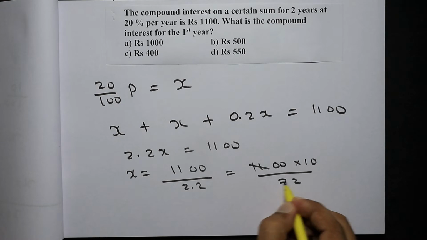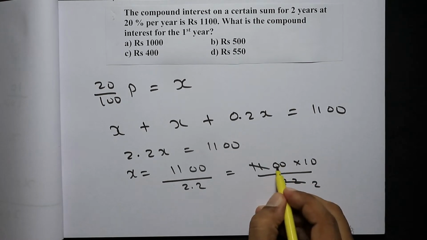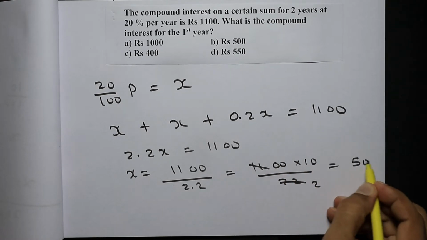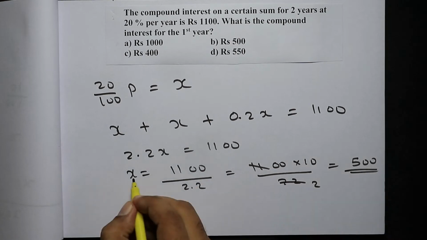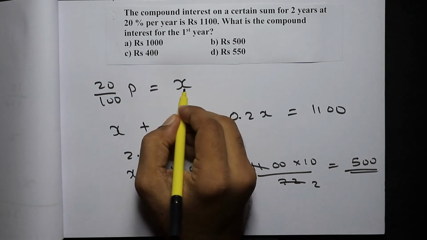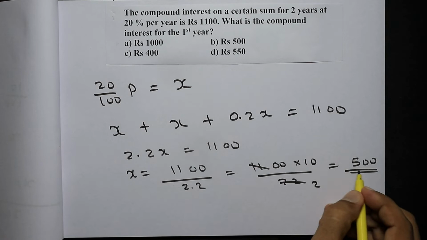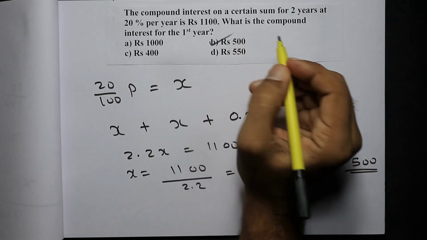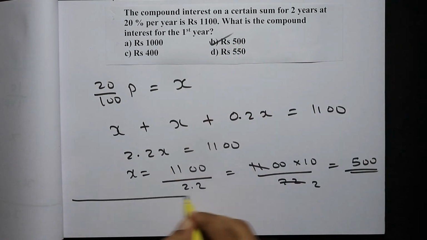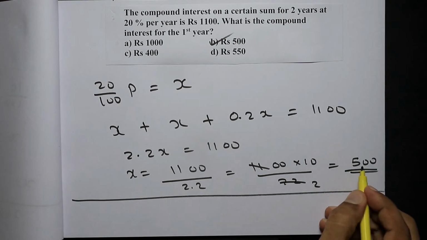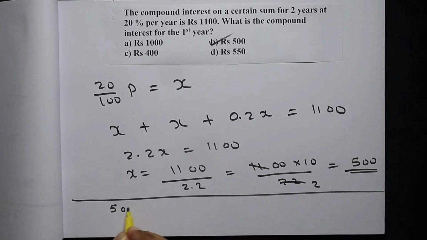Here 11 divides 2 times. So 1000 by 2 gives you 500. So that is the value of x, that is first year's compound interest. That is option B, 500. We'll just verify this here. First year's compound interest is 500.